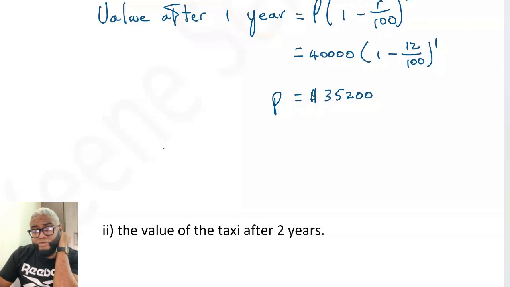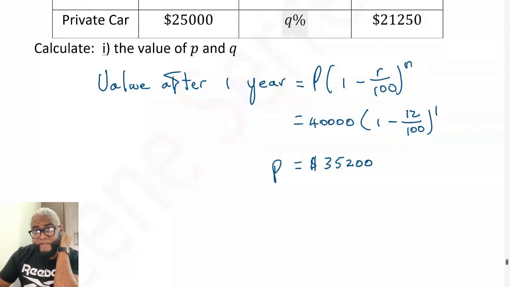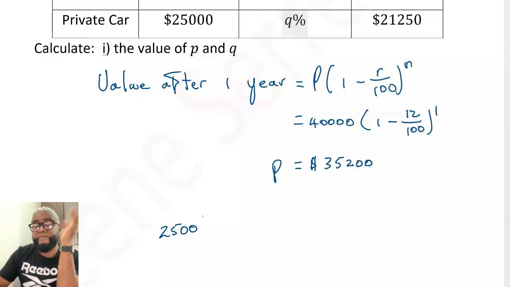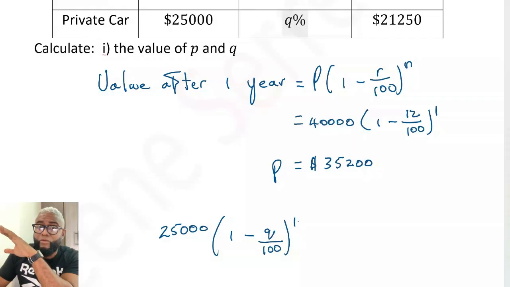So how could you do this? You could use the formula. The initial value was 25,000. I punch it into the formula: 25,000 multiplied by 1 minus, we don't know the rate, so I'm going to put Q, Q over 100, to the power of 1. You can't do this directly, you'll just have to work it back. So you get 21,250.